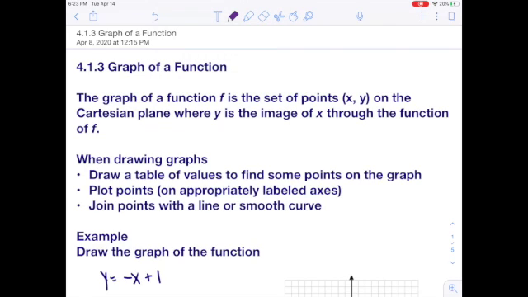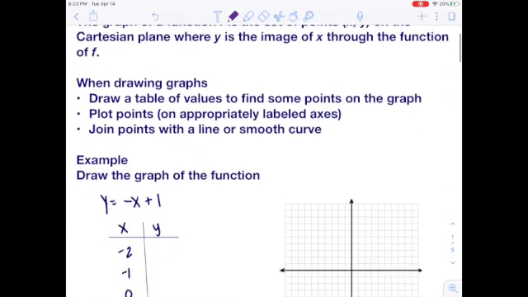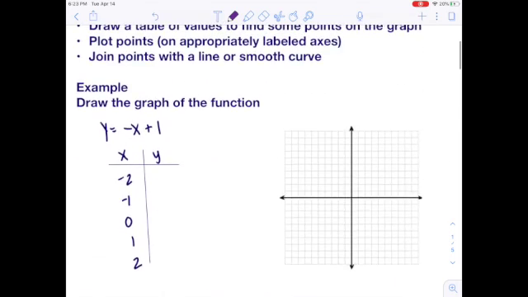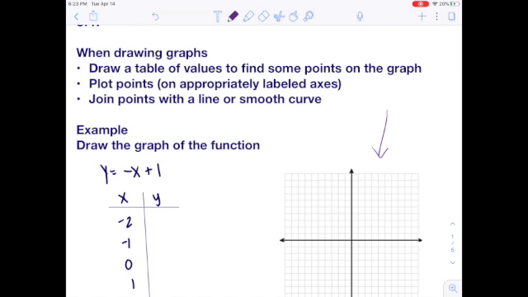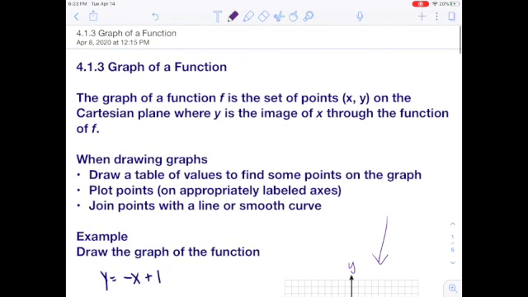Hi everyone, today we are talking about graphing a function. You're going to remember a lot of this from Algebra 1 and Algebra 2, so I won't spend too much time on it, but let's all be on the same page and say that the graph of a function f is a set of points (x, y) on the Cartesian plane, which is just like what you see right here. You have your x-axis, your y-axis, where y is the image of x through the function f.